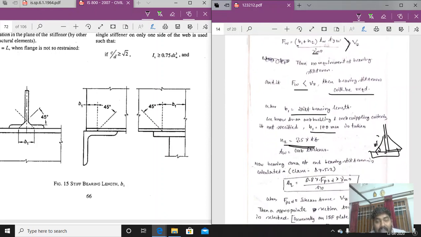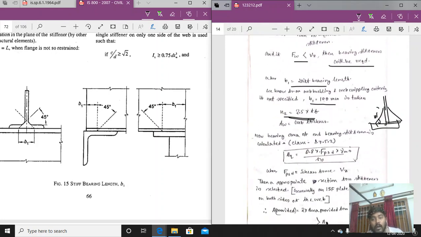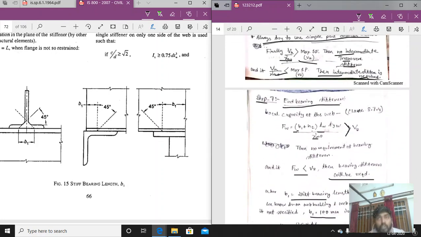Now, bearing area. So B1 is coming, B2 is coming. So tw into fyw by gamma M0. So this is the total. The local capacity should be checked first. Now, if the bearing stiffeners are required, we have to design the bearing stiffener.